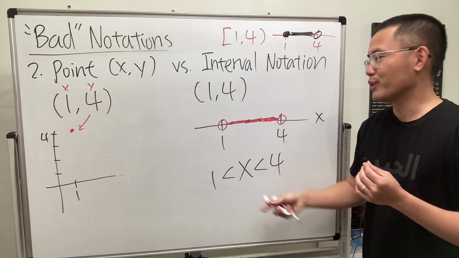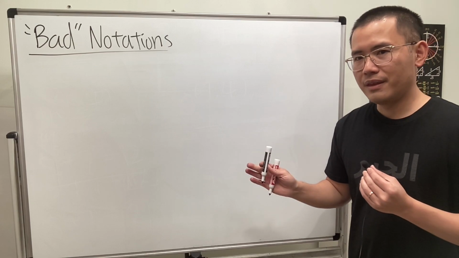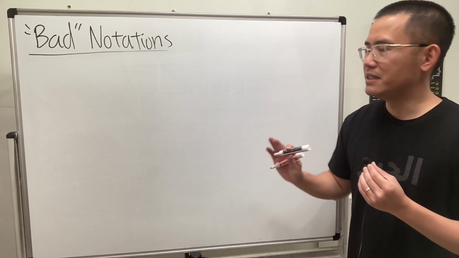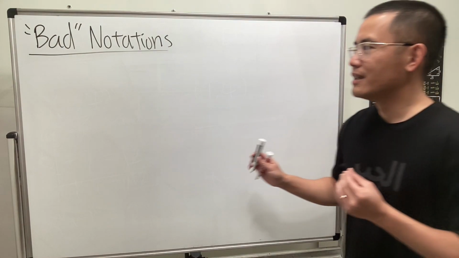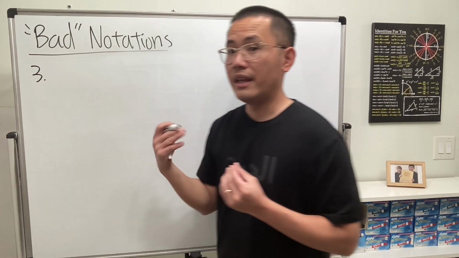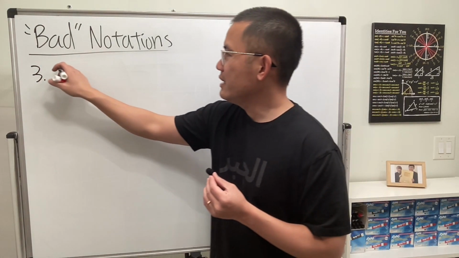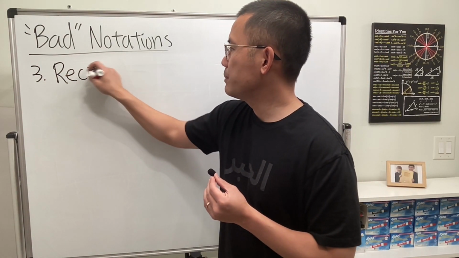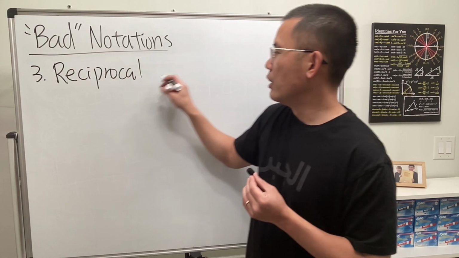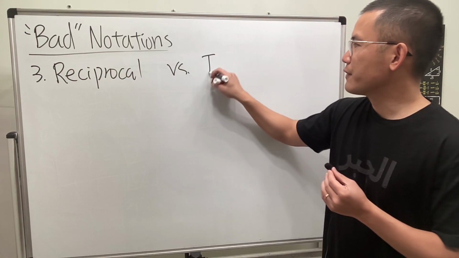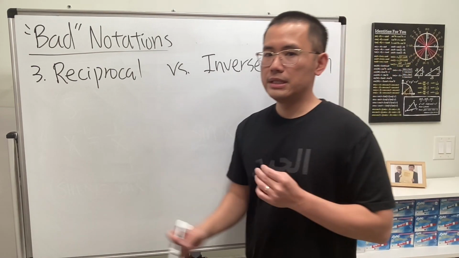Now, I have one more for you guys. Now for the next one, I think it's everybody's most disliked math notation. I'm talking about the -1 notation. Either you interpret that as a reciprocal or the inverse function. So let's talk about this first.